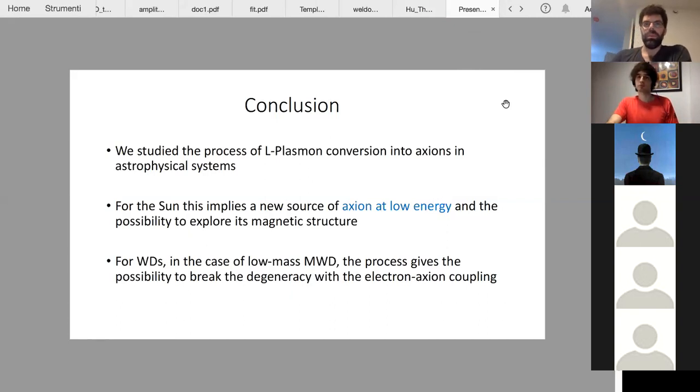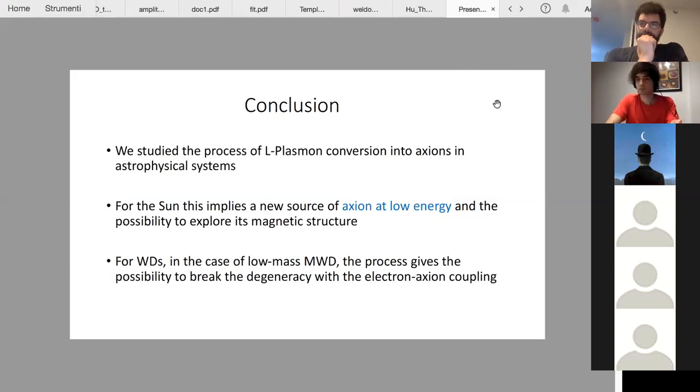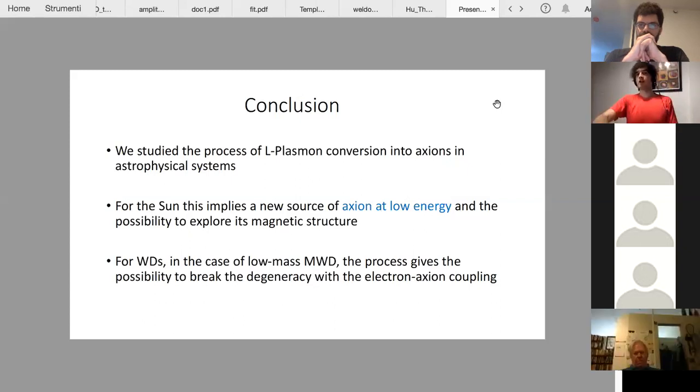Yeah, I have one question. In the case of white dwarfs, did you compare the plasmon conversion with the Primakoff coupling? Yes, that is a very good question, actually. This is also why we compare with Bremsstrahlung and not with Primakoff. But it's actually not very easy to understand which process you should consider, and you just have to compute it.